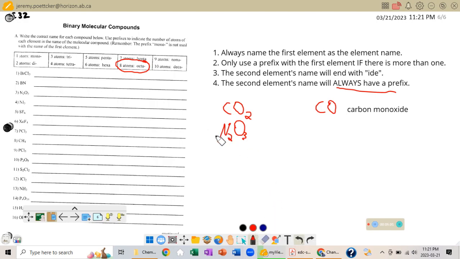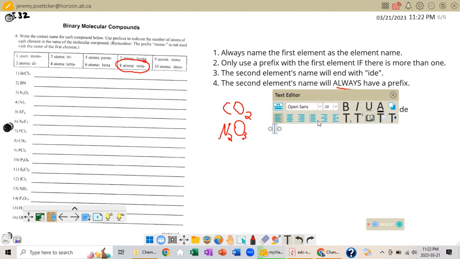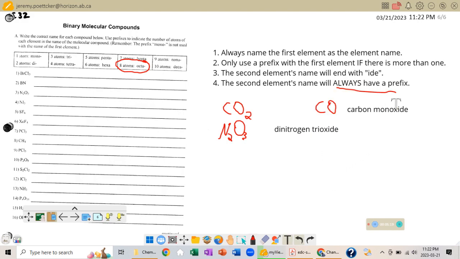I have 2 nitrogens, so I have to use a prefix. So this becomes a dinitrogen. Oops, nitrogen. And then I've got 3 oxygens, so this becomes trioxide. Okay. Most people have less trouble with this one. Now, that being said, there are a few that you have to remember.